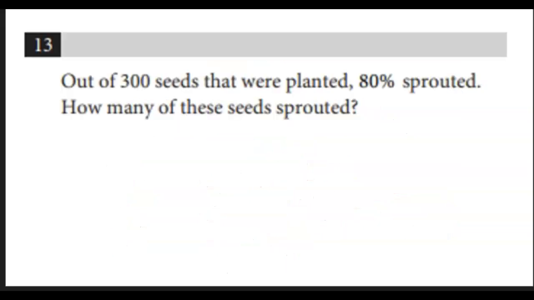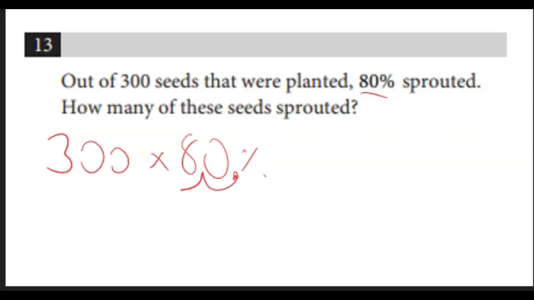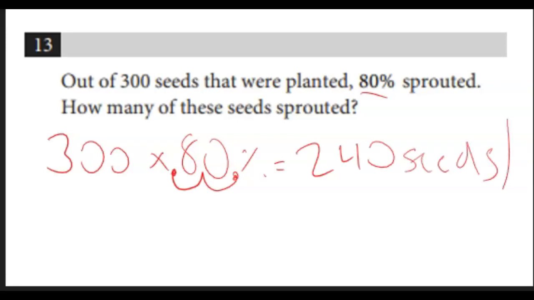All right, number 13. Out of 300 seeds that were planted, 80% sprouted. How many of the seeds sprouted? So we're going to take 300 seeds and multiply them by 80%, which is just 0.8. That's going to equal 240 seeds. So that is the correct answer.